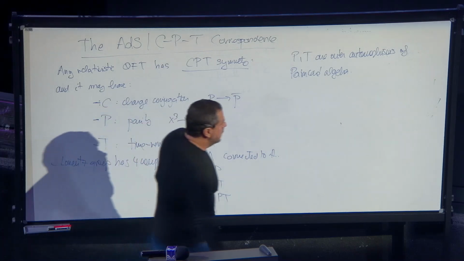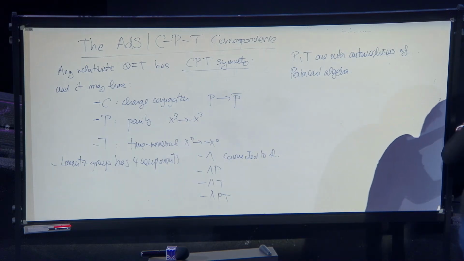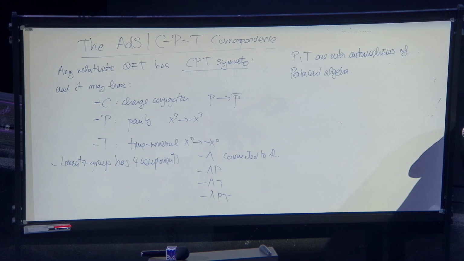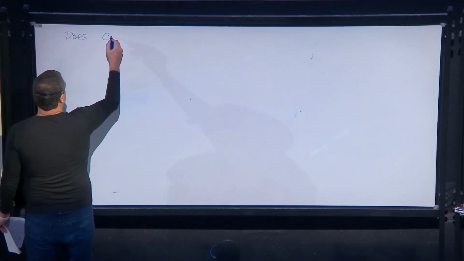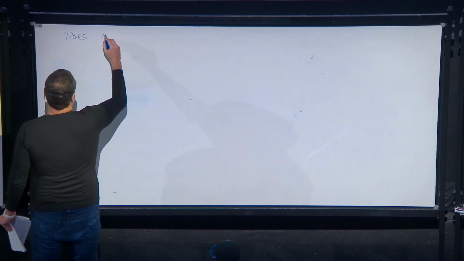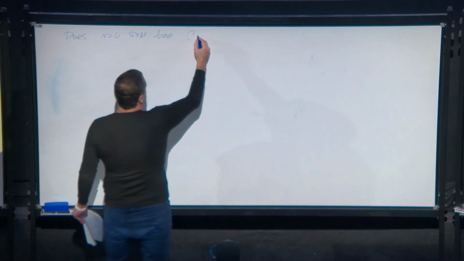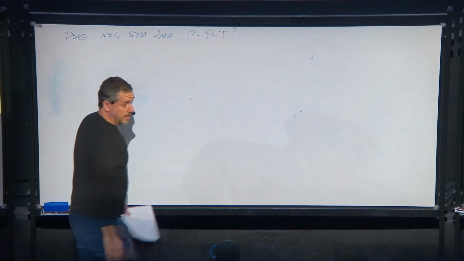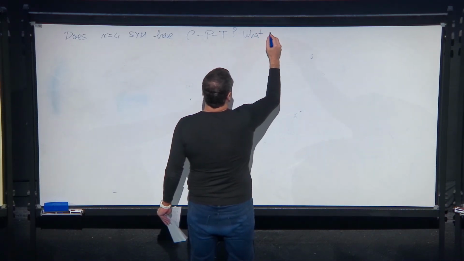Good. Now you will understand the title of my talk. The question is: does N equals 4 Yang-Mills, or for that matter any of the holographic dual gauge theories or conformal field theories, have a CPT symmetry? This is an extremely elementary question. For example, let me say N equals 4, to be concrete. Does it have C, P, or T? That's question number 1. And question number 2: what is the gravitational dual?